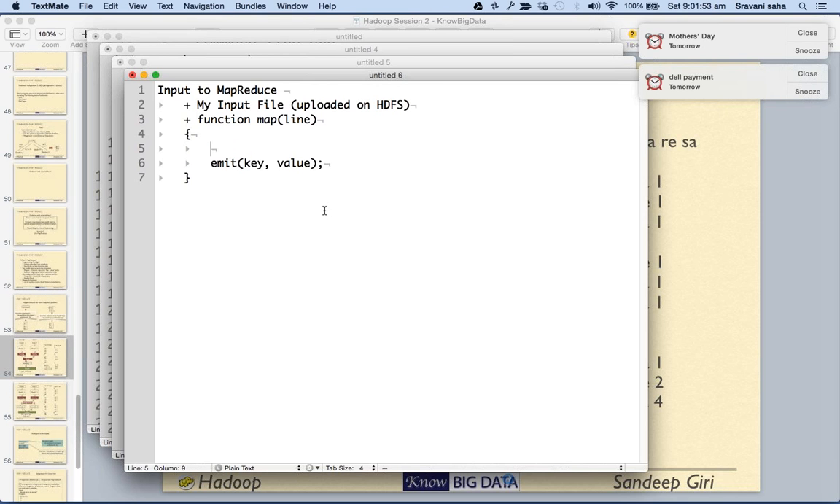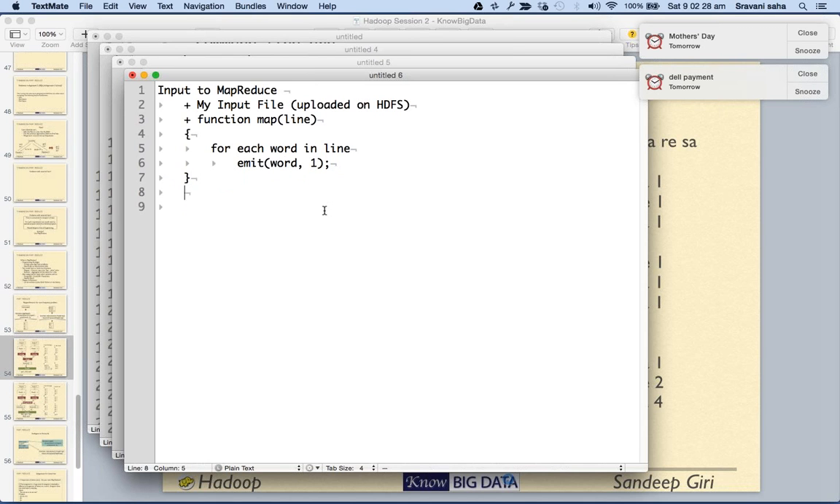It emits key and value for whatever logic you have. Here in our example case, for each word in a line, it is going to emit the word and 1. Okay, this is pseudocode, right?